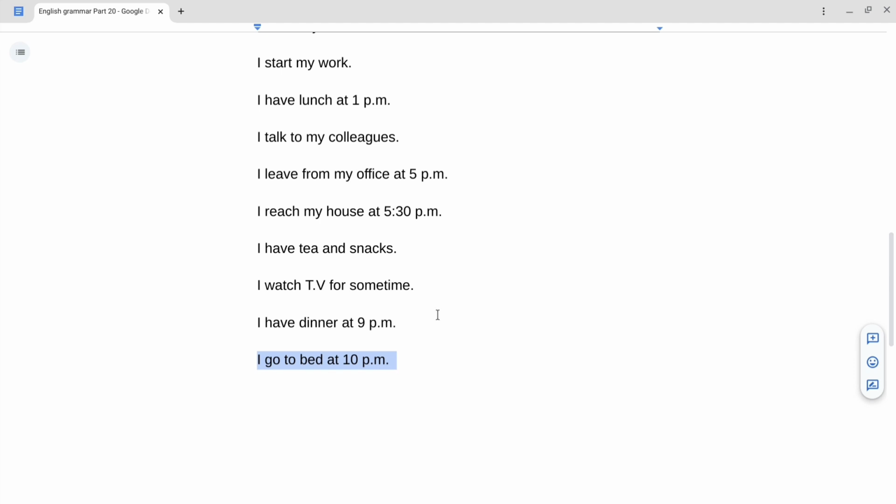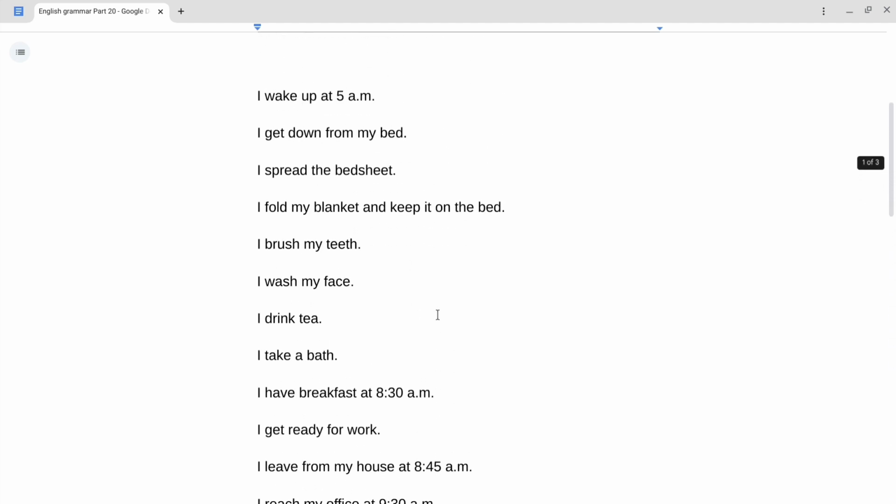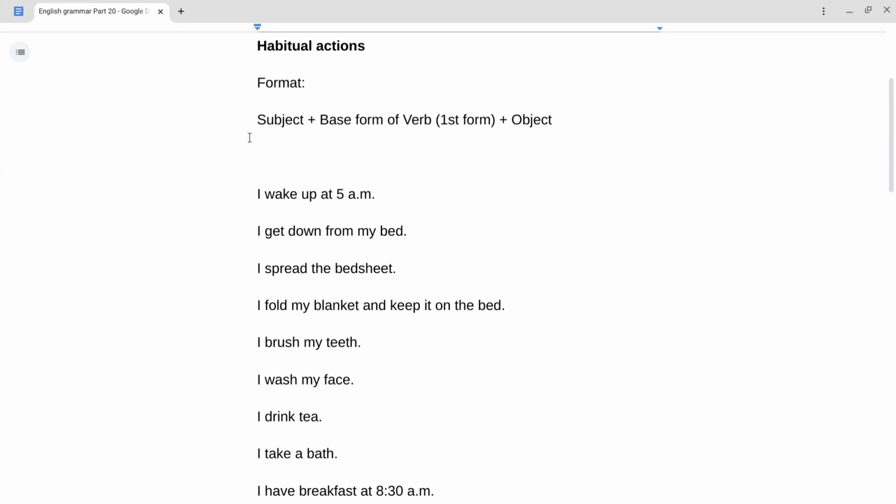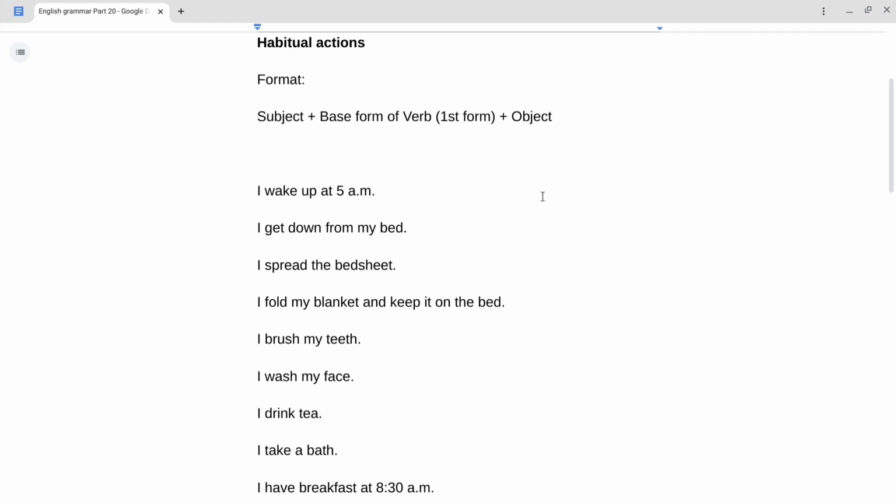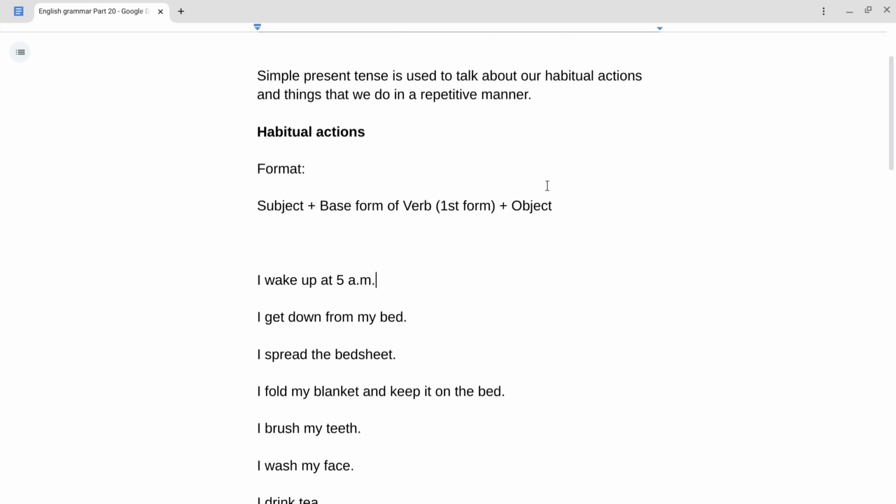So we have discussed the activities right from morning to evening, and please remember this format: subject plus base form of verb plus object is the format that you use when you talk about your habitual actions, or something that you do on a regular basis in a repetitive manner. Okay, please, you can take this screenshot or note it down later, or you can write it down right now. Please remember to watch the video once or twice or maybe more than that until you understand.